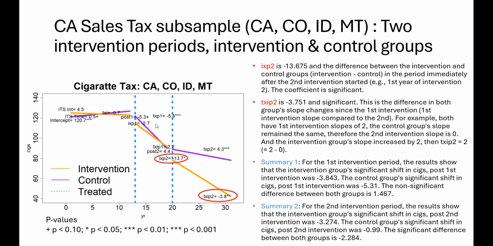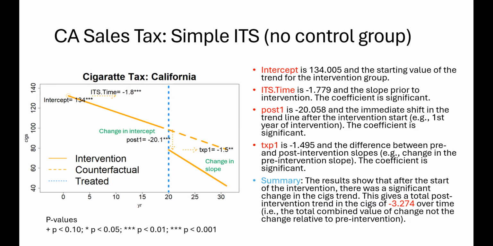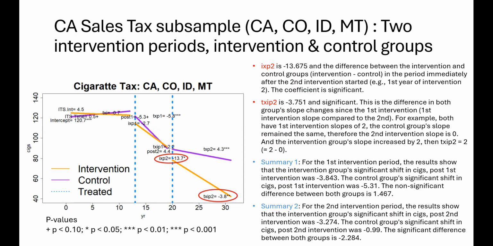And so let's just compare it with the single group example, or the simple interrupted time series. We just have 1 time period, and we just have our intervention group California, but in this we have a control group that we see in purple, and we have 2 intervention periods. And we're going to compare California with Colorado, Idaho, and Montana because they started out at similar levels for the cigarettes sold per person.